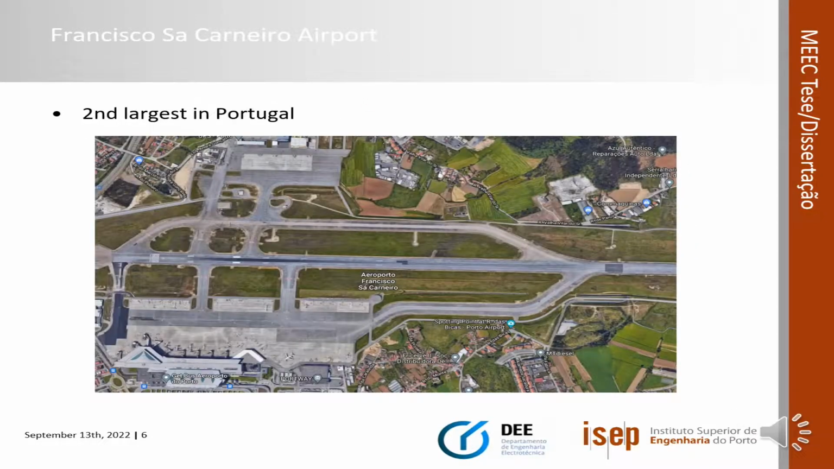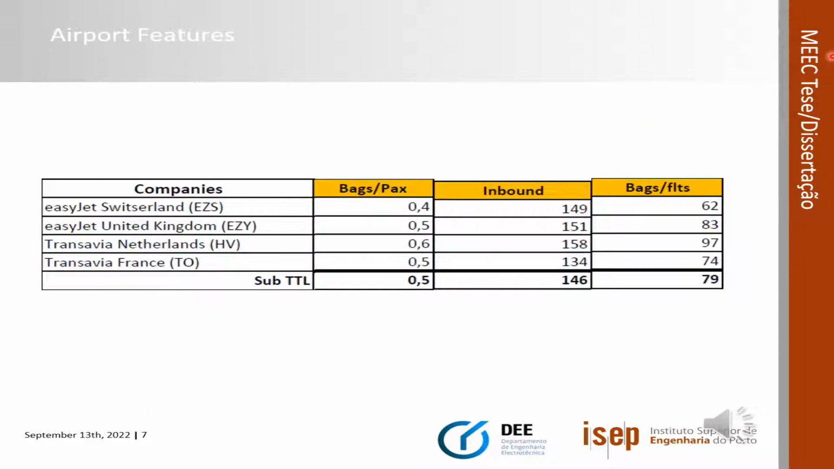The airport chosen for the project was the Francisco Sá Carneiro Airport, more known as OPO Airport. Located in Porto, it is the second largest airport in terms of air traffic. It is important to mention certain characteristics of the airport that will be used in the project: the amount of baggage per passenger, the number of passengers per flight, and most important to this project, the amount of baggage per flight. These values vary from company to company. However, as you can see in the table, the average amount of baggages per flight is 79 units.